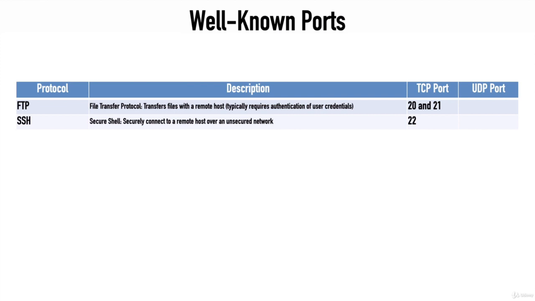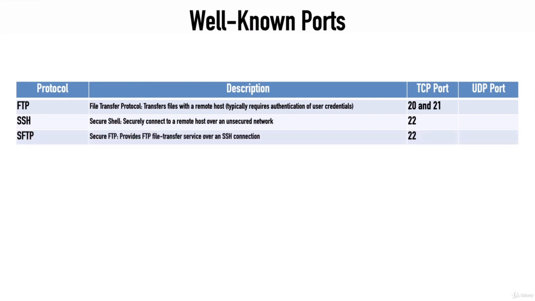We can also combine FTP and SSH, which gives us FTP, or File Transfer Protocol, over a secure SSH connection, which is what we call Secure FTP, or SFTP. This is also used over TCP port 22. It's still using FTP, but we're sending that inside of SSH for protection.